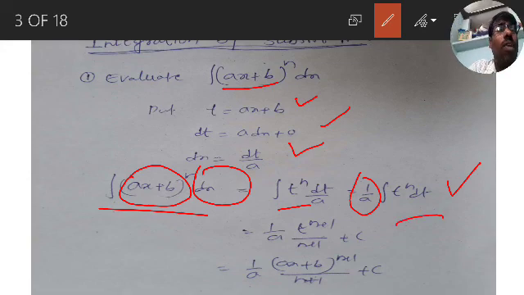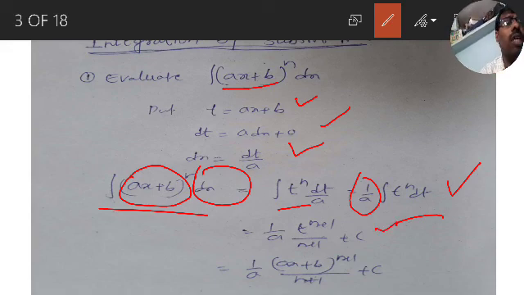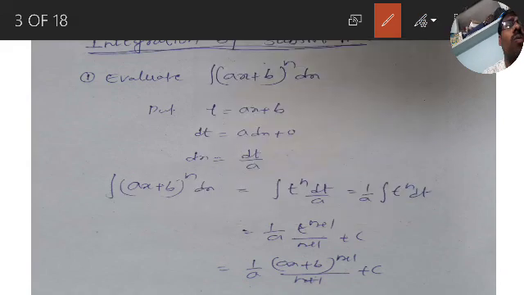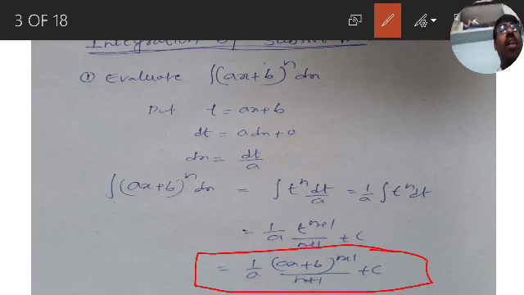Integration of t power of n into dt is t power of n plus 1 by n plus 1 plus c. Are you getting? So what is t? T is equal to ax plus b. So 1 by a into ax plus b whole power of n plus 1 by n plus 1 plus c. Now you see. Now I want to make sure. See the result.